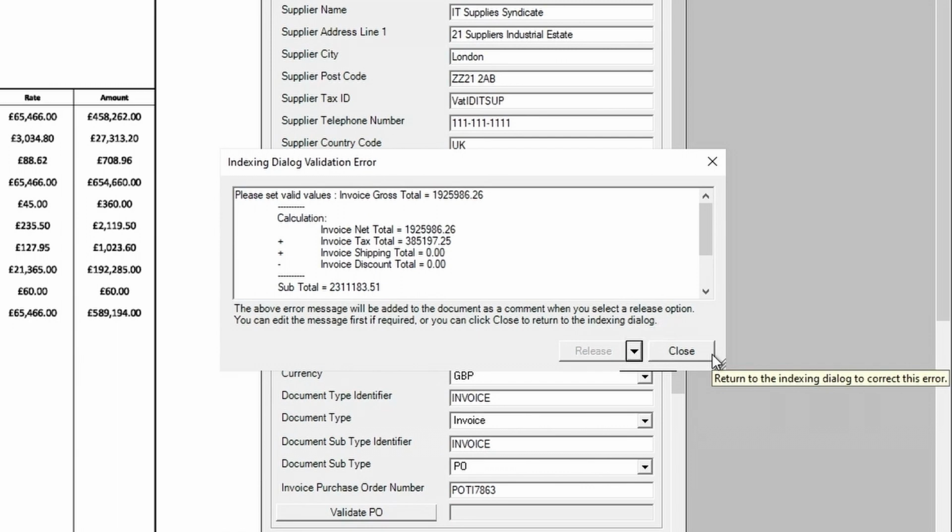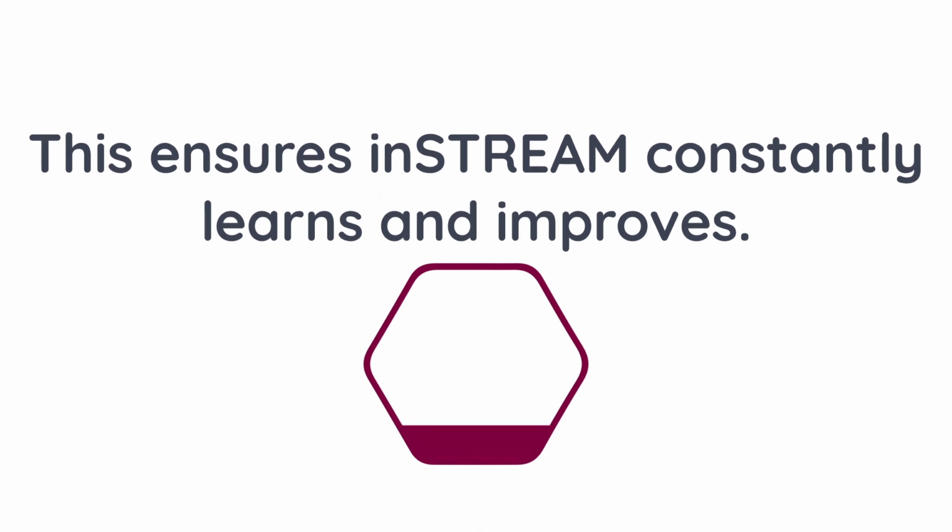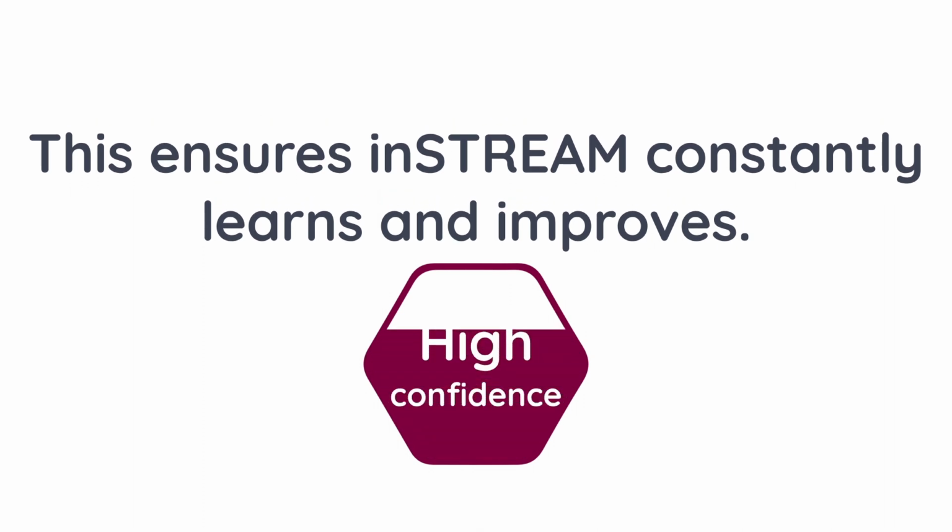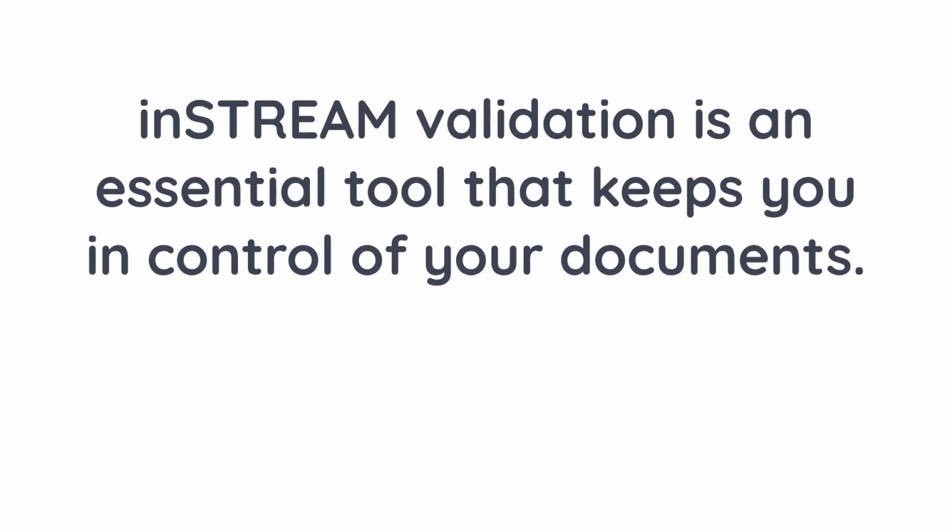However, it is more likely that the validation rules will highlight simple mistakes from the indexing process, allowing the end user to make quick adjustments and process the document. This ensures inSTREAM's learning is constantly being improved with precise information, and the data that inSTREAM delivers is correct. inSTREAM validation is an essential tool that keeps you in control of your documents.